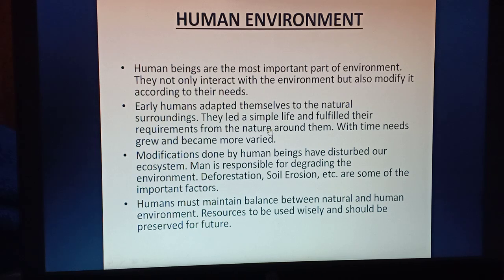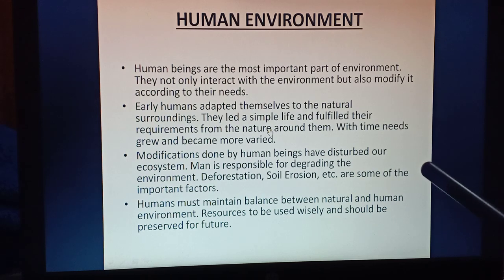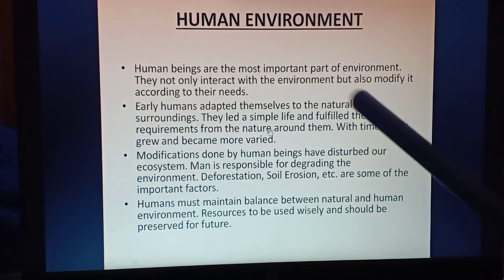In this slide we just learn about what is human environment. So human beings interact with the environment and modify it according to their needs. Early humans adapted themselves to the natural surroundings, right? They led a simple life and fulfilled their requirements from the nature around them. With time, needs grew and became more varied. Humans learned new ways to use and change the environment. They learned to grow crops, domesticate animals, and live a settled life.